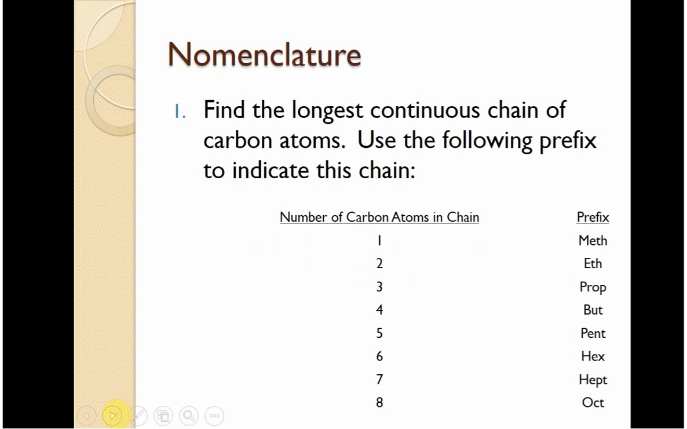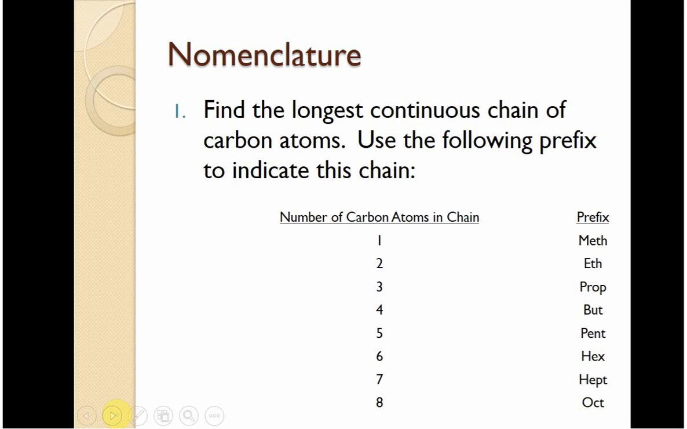Now, the way that we name these is you're going to find the longest continuous chain of carbon atoms. It is not going to be left to right all the time. I'm going to say it again. It is not going to be left to right. It is the longest continuous chain of carbon atoms, okay?